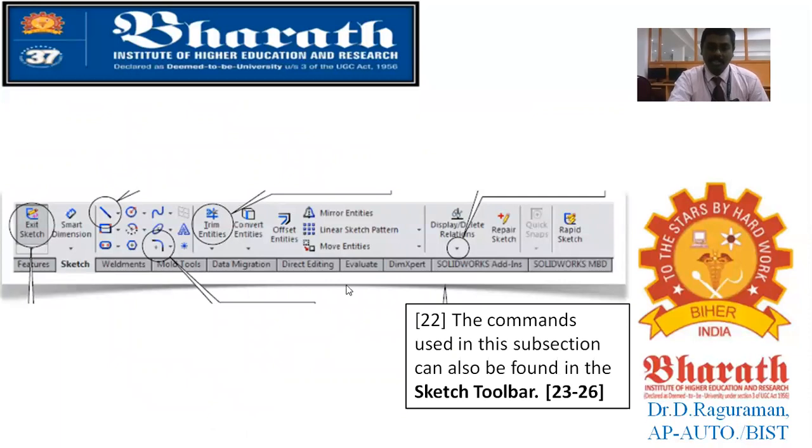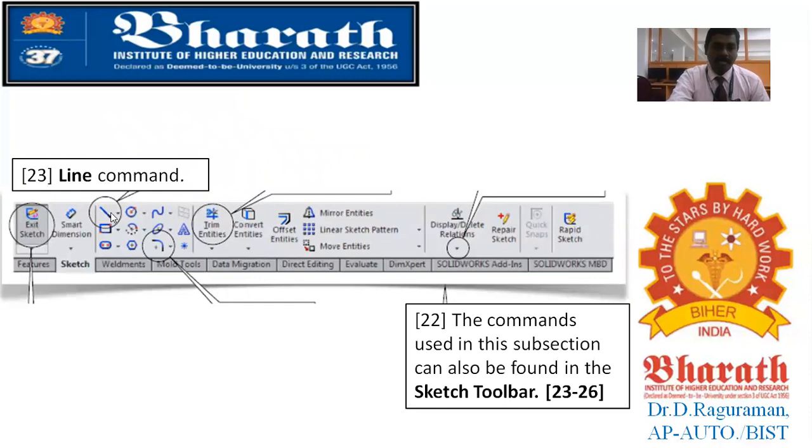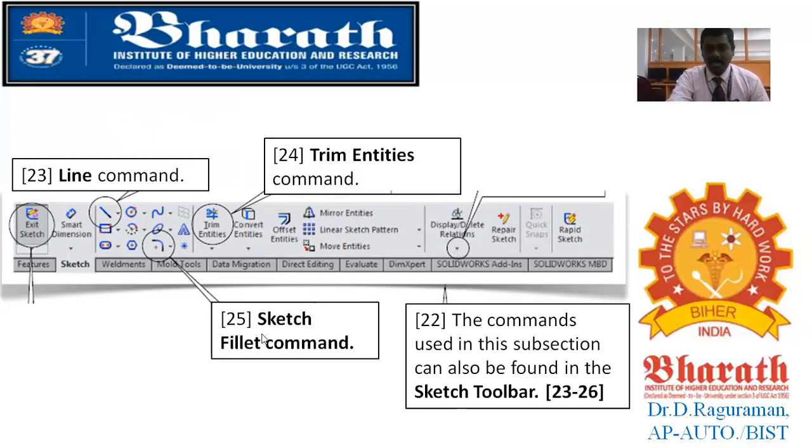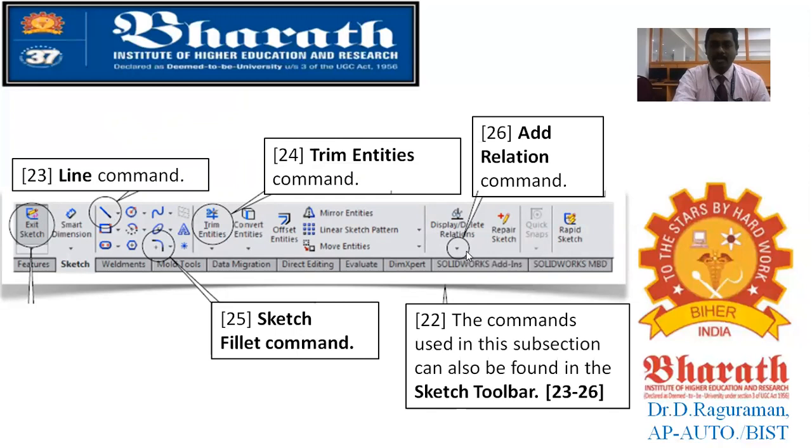Now a recap of all these things. The commands used in this subsection can also be found in the sketch toolbar. Whatever you are seeing here can be seen in the sketch toolbar. If you click the sketch toolbar, you can see the line command, the trim entities we made use of, and the sketch fillet command, which we also used. You also have the add relation command available here. Using that, you create the relations, and finally you click exit sketch.